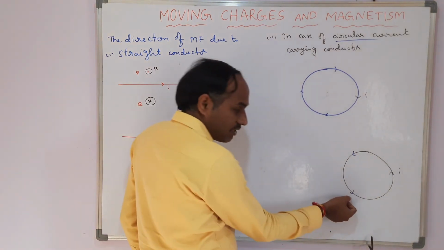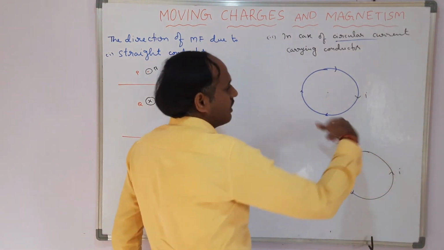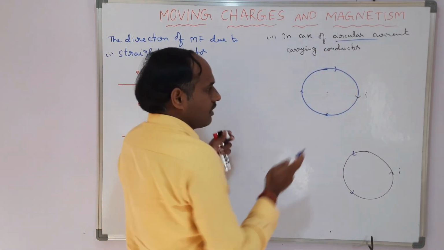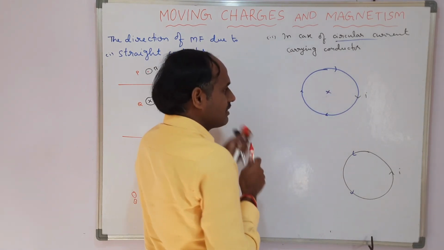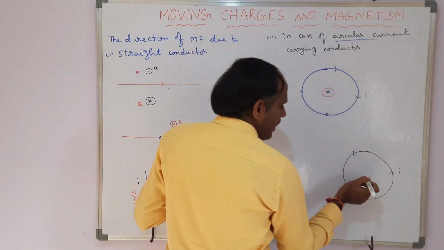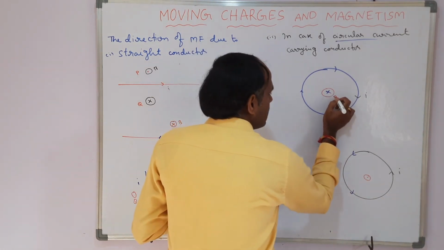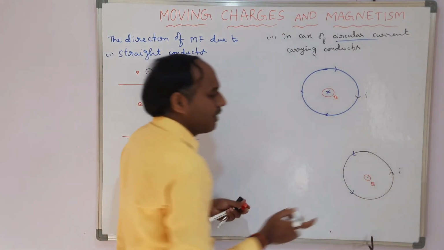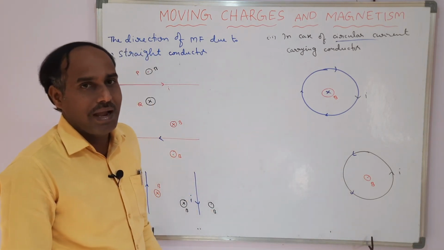Here, when you are taking with respect to this direction, this is the current direction. Outside, outside. Here, inside, inside, inside. Means here the direction of the magnetic field produced at the center is inward, and here it is outward. This cross is indicating inward, and this dot is indicating away from the plane of the board. This is the way we can find the direction of the generated magnetic field.